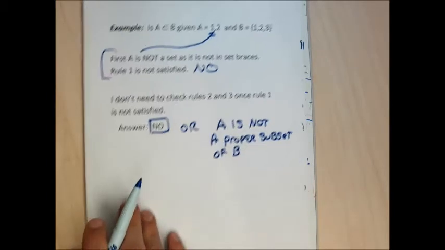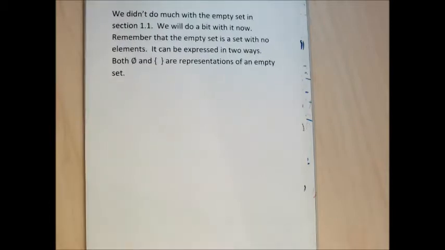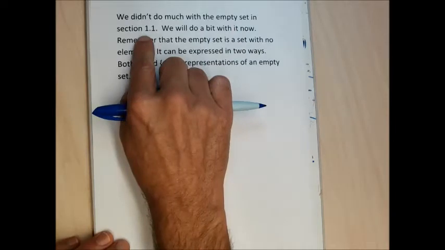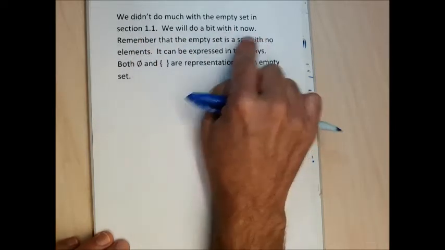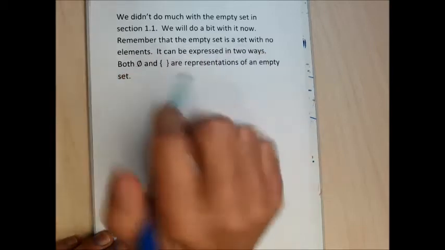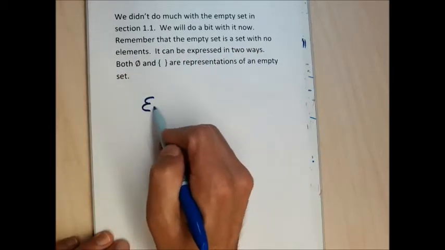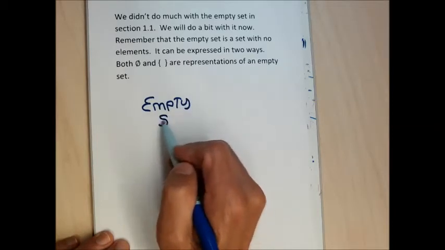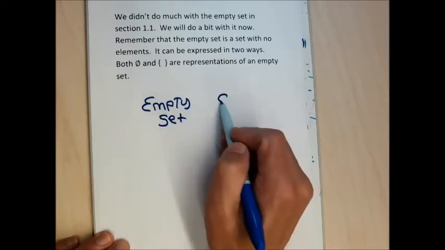The next thing is a little bit tricky. I don't usually put it on a test. Some teachers love this so much, but the empty set and subsets can be a little bit tricky. So we didn't do much with the empty set in section 1.1. We'll do a bit with it now. Remember, the empty set is a set with no elements, and it can be expressed two ways. So the empty set is a set that contains no elements.